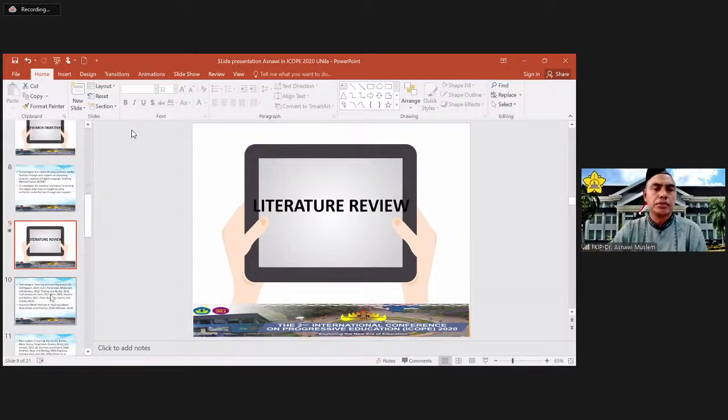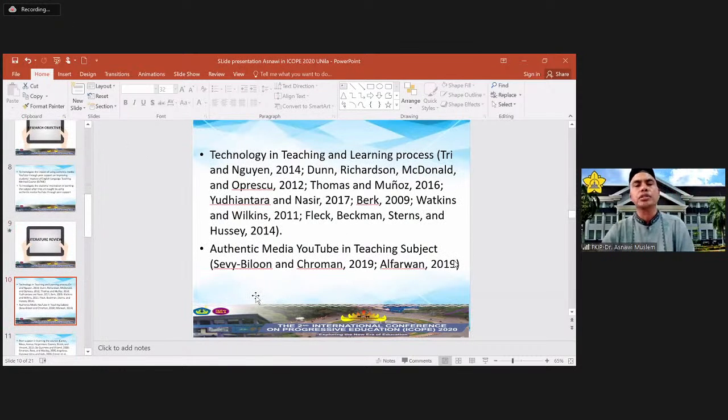And the literature review, we start from the technology. So our study is related to using technology in teaching. A lot of previous studies have been conducted by researchers in terms of using technology in teaching or to improve students' knowledge or student mastery of the English language.